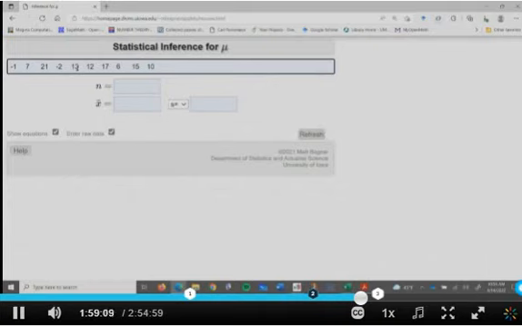So the first condition, I need to check the independence assumption. When I look at the 10 differences that I'm using to run this test here, are those 10 differences independent of each other?